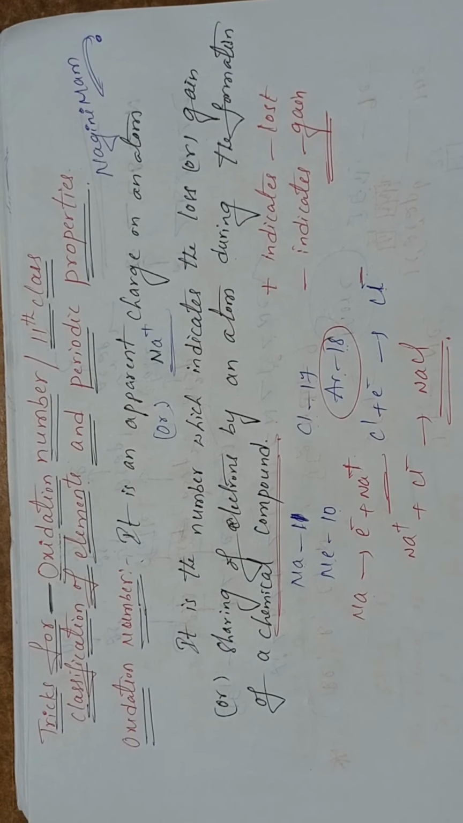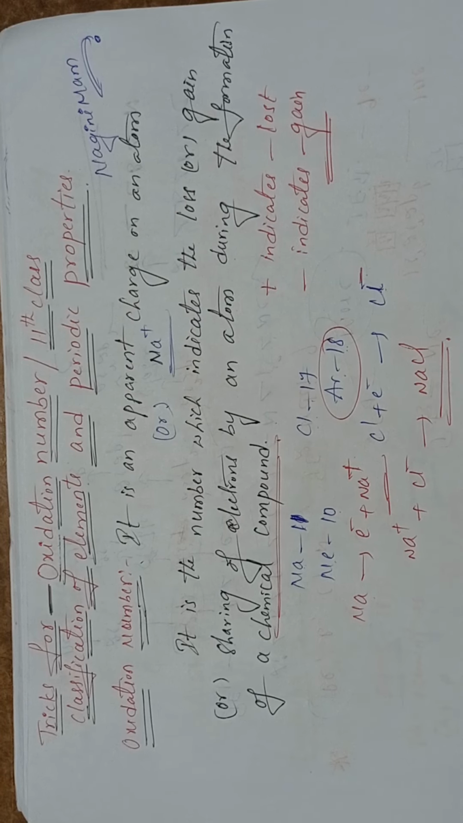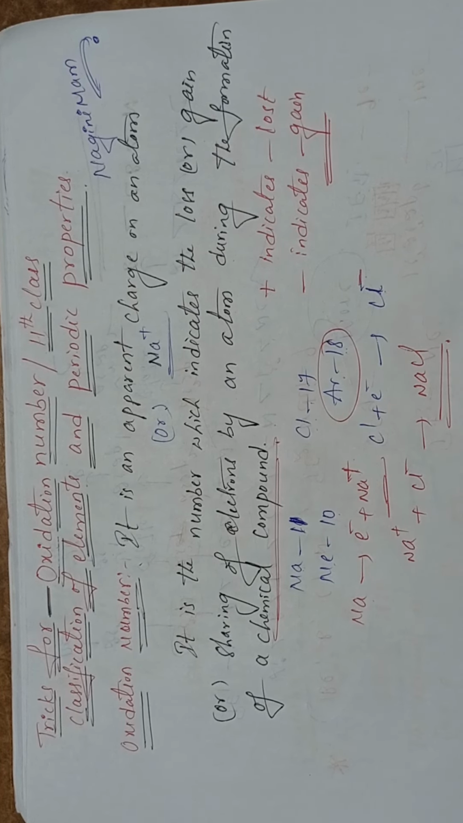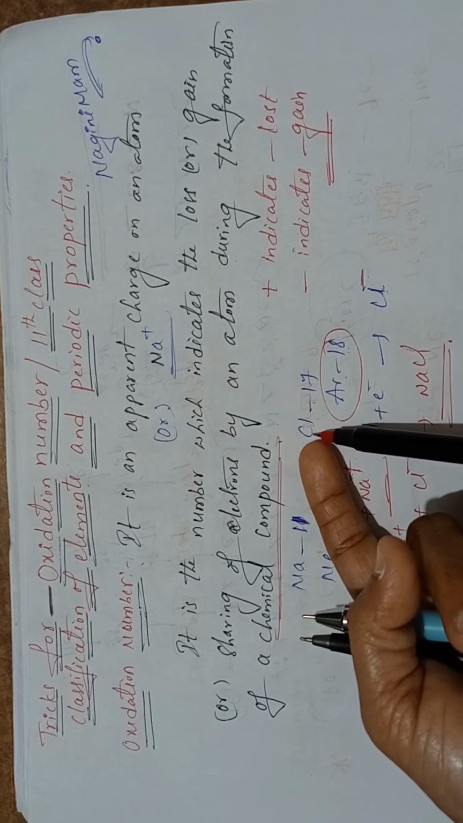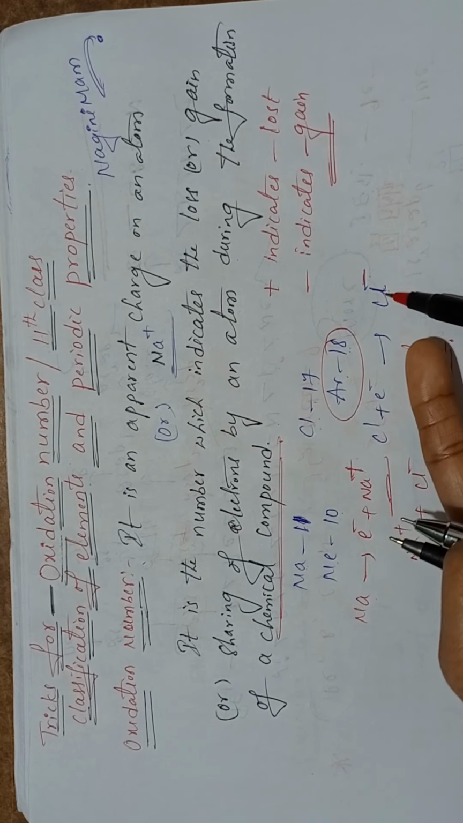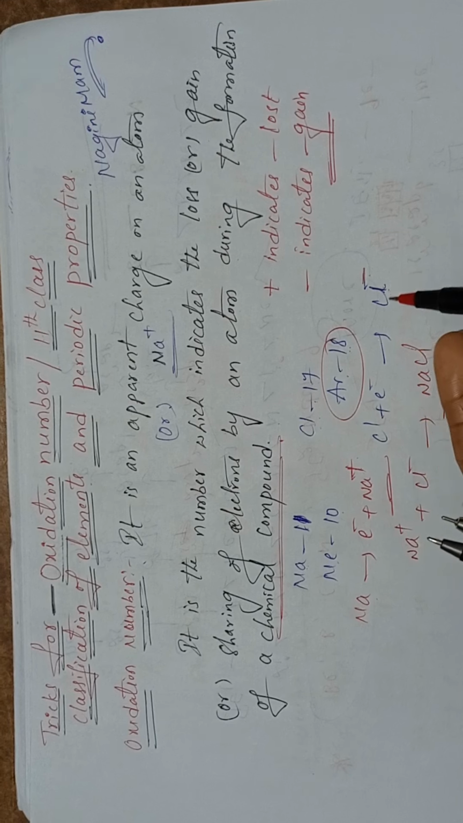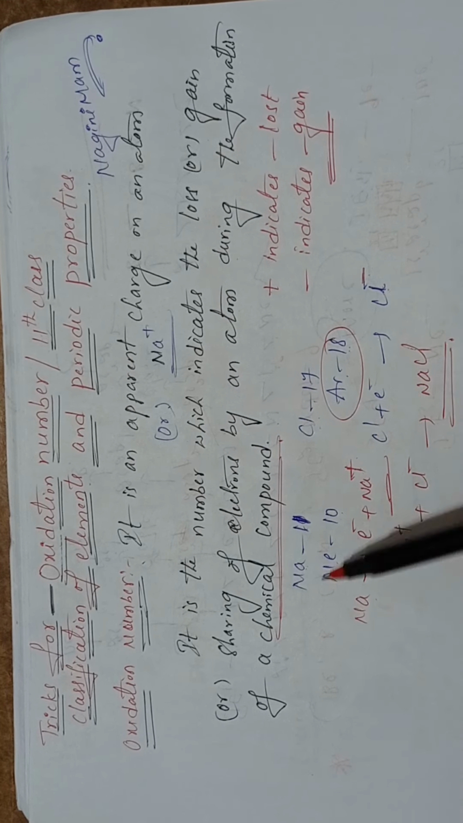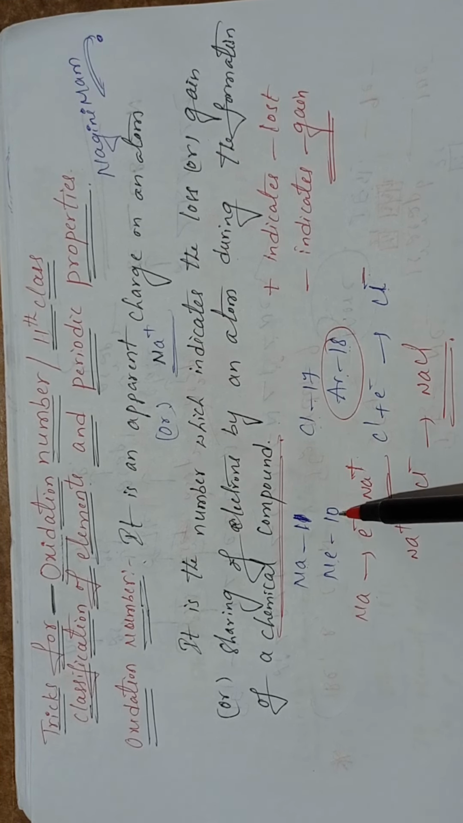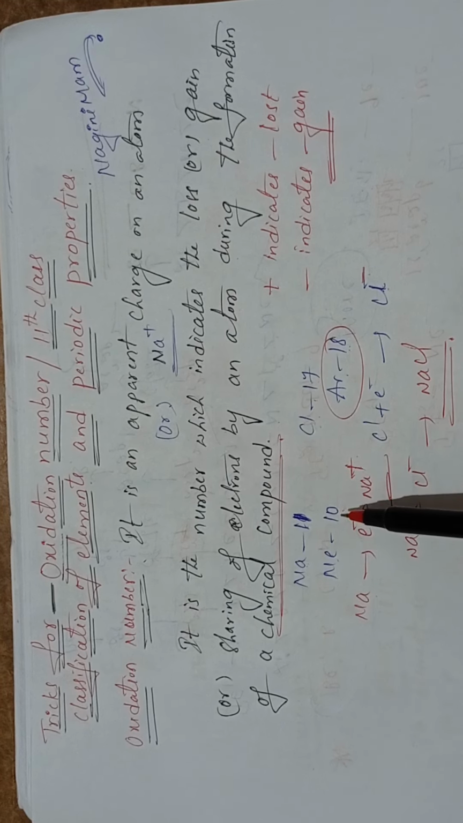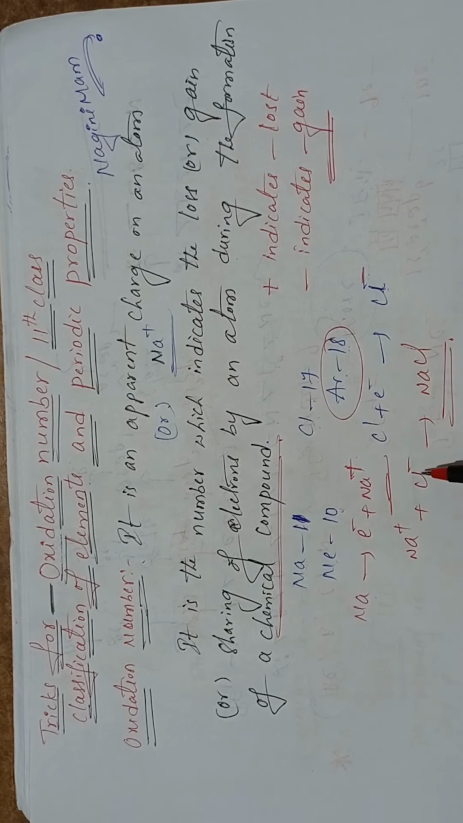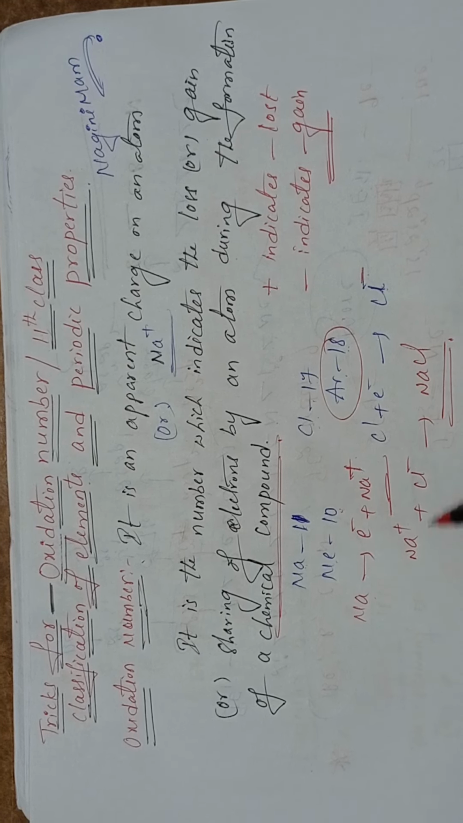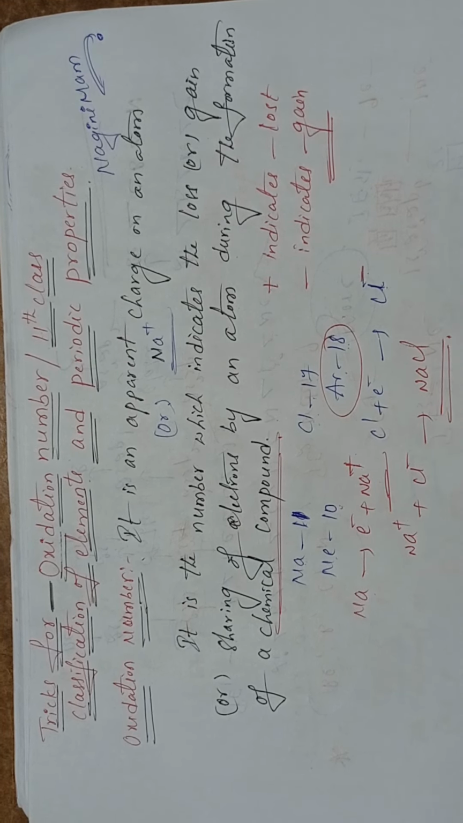Are you clear? Chemical compound is formed. Understanding, students? Why is the chemical compound formed here? Because of the need to get stability. Chlorine, by gaining one electron, gets the argon stability, and sodium, by losing one electron, gets the neon stability. So that's why sodium loses one electron, chlorine is ready to gain one electron, and they form the NaCl chemical compound.